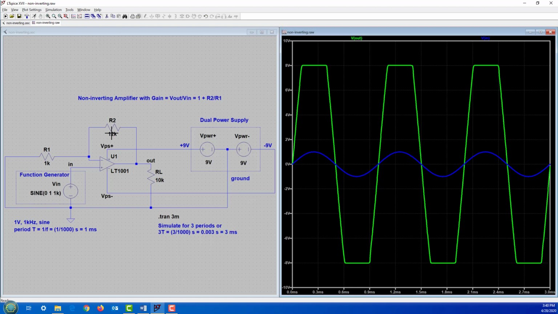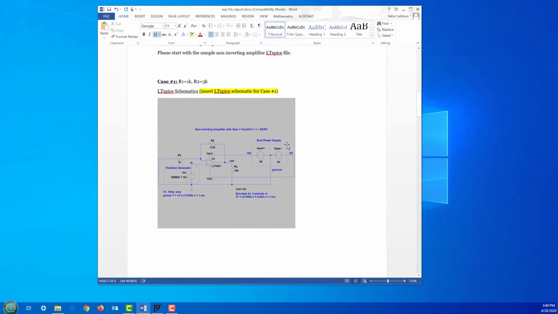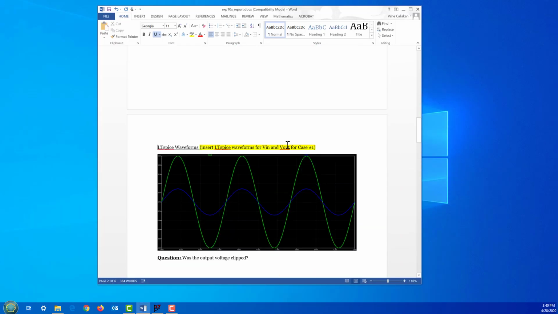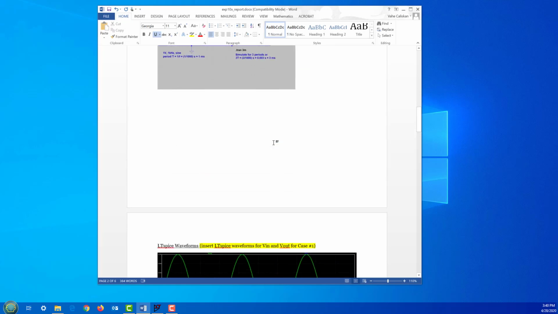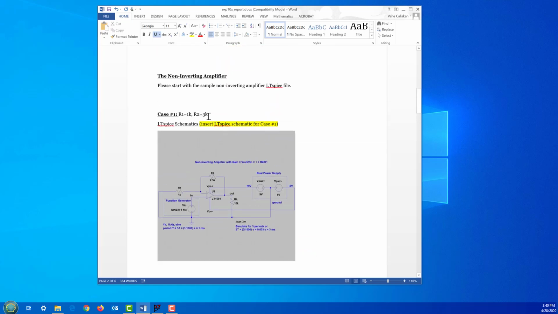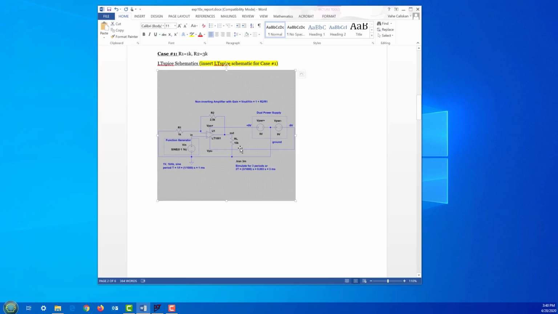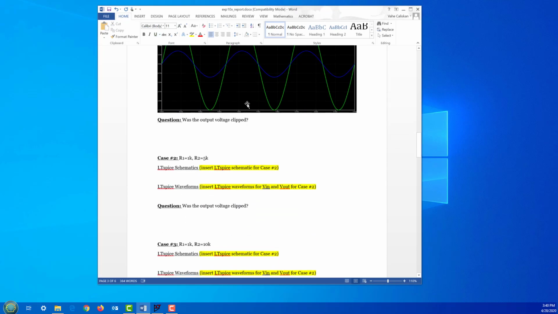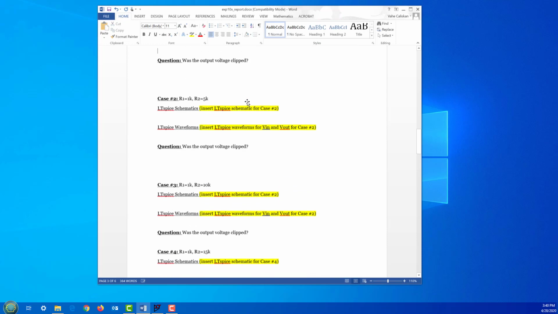So the question is, how high can I make R2 without seeing this clipping? That's the question that's being asked in, I believe, case number 5. So if you go to the template here, right? So you have these cases, right? And I didn't do the case for 3K. I did it for 2.5K. So I should really remove these, right?